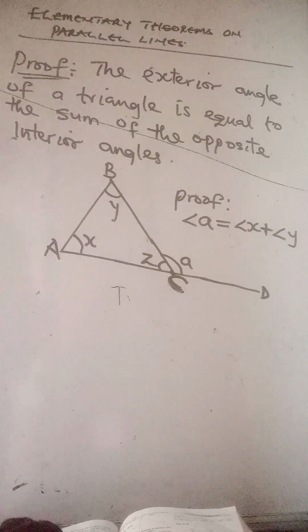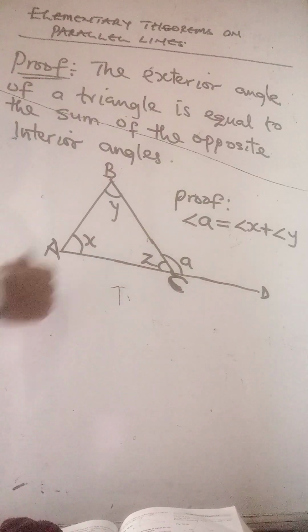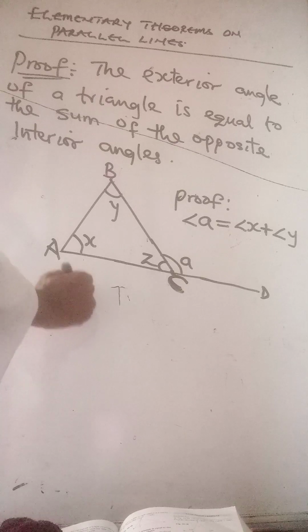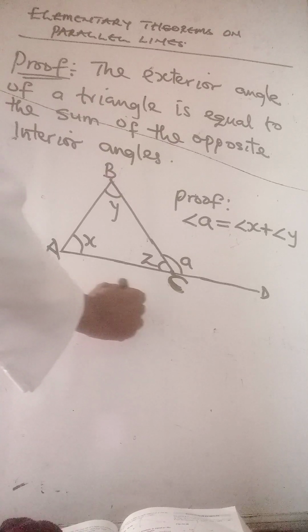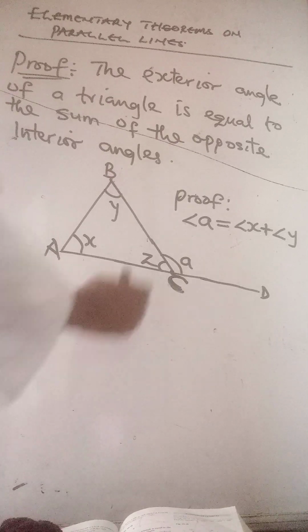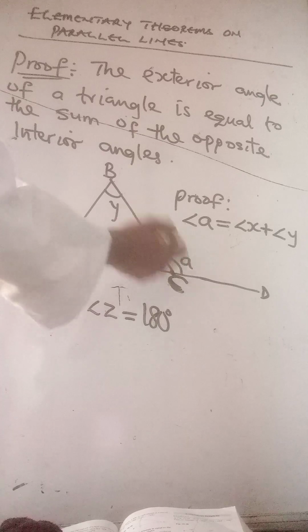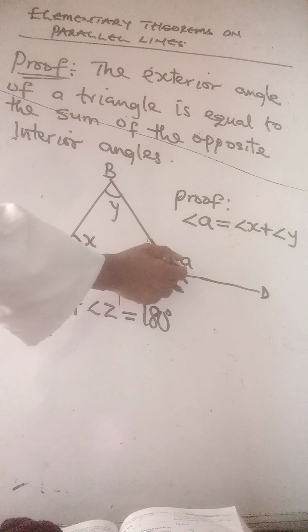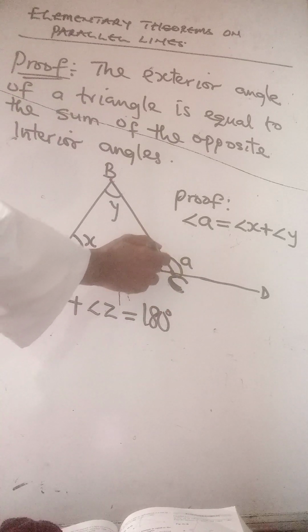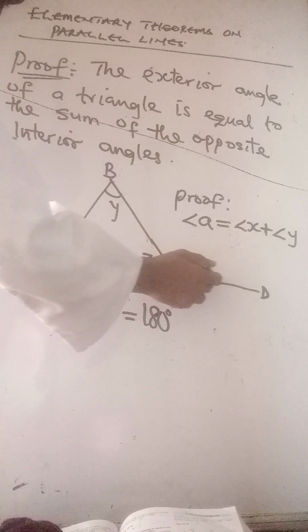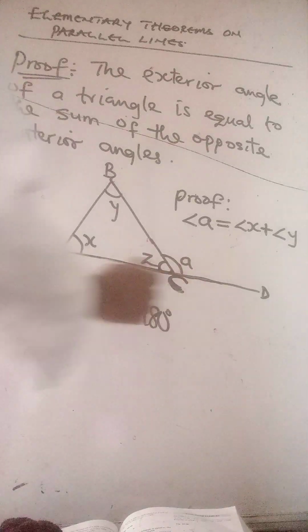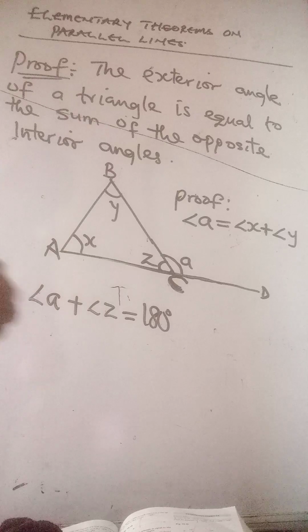It's very simple. First, look at A and Z. Angle A plus angle Z. What will it give us if we add it together? 180 degrees. What is the reason? Sum of angles on a straight line, because A and Z, both of them are on this straight line. So sum of angles on the what? Straight line.